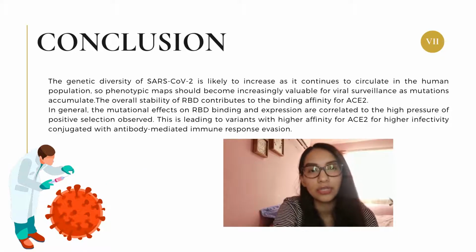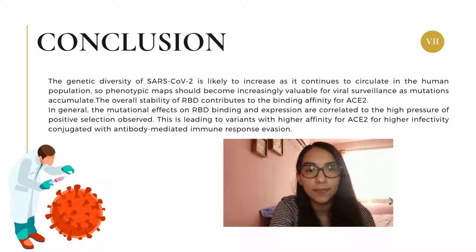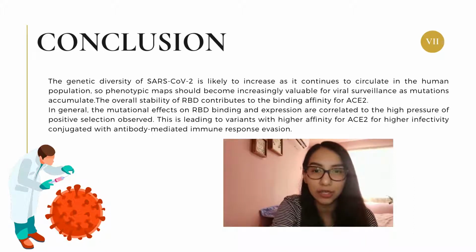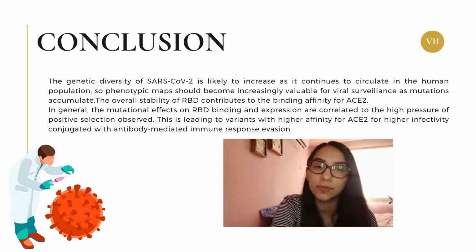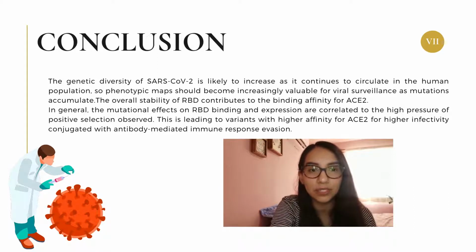As a conclusion, the genetic diversity of SARS-CoV-2 is likely to increase as it continues to circulate in the human population, so phenotype maps should become increasingly valuable for viral surveillance as mutations accumulate. The overall stability of the RBD contributes to the binding affinity to ACE2.